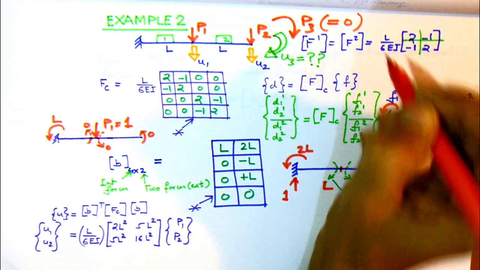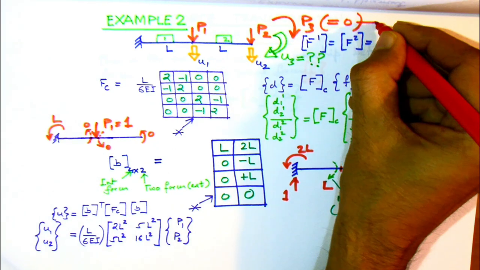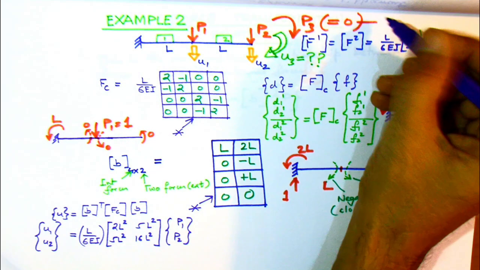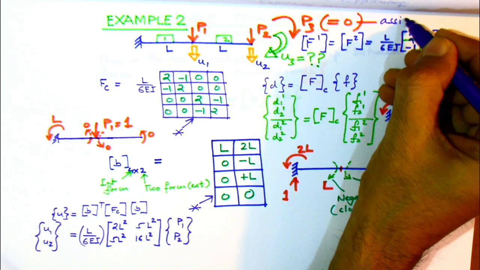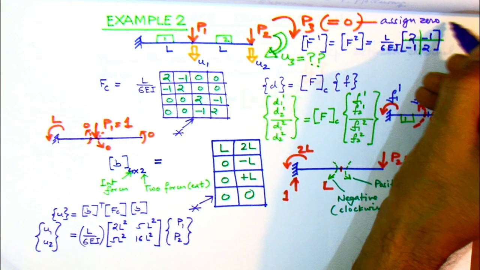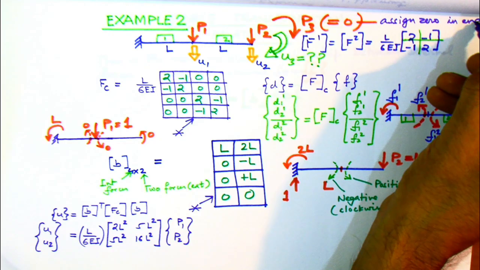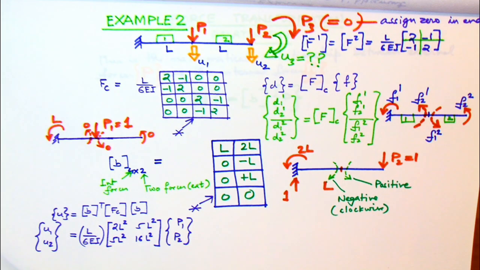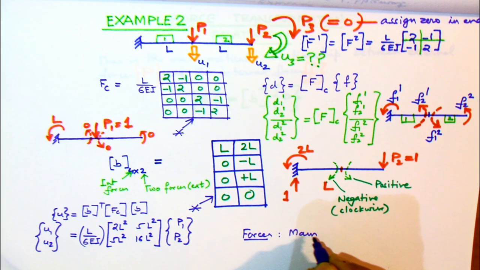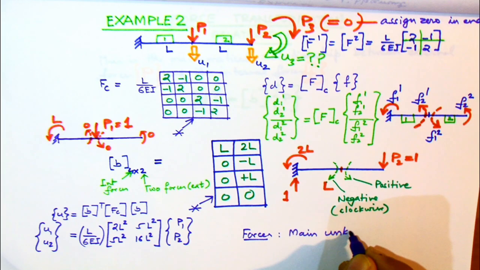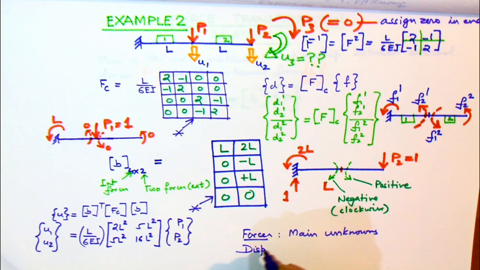So if we want a rotation at the free end of the cantilever, then the only way is that we have to apply a fictitious moment, say P3, and derive the corresponding matrices like FC and B for the extended force vector. After the final solution, we have to input the value of P3 equal to 0. Then only we will be able to get the displacement U3.